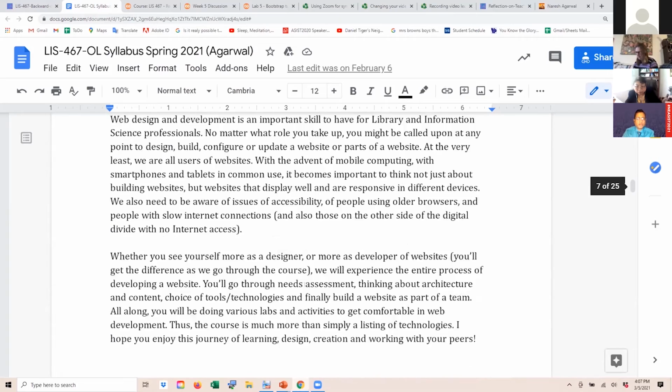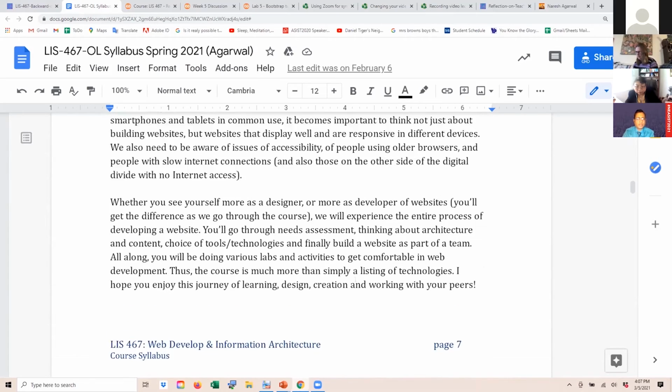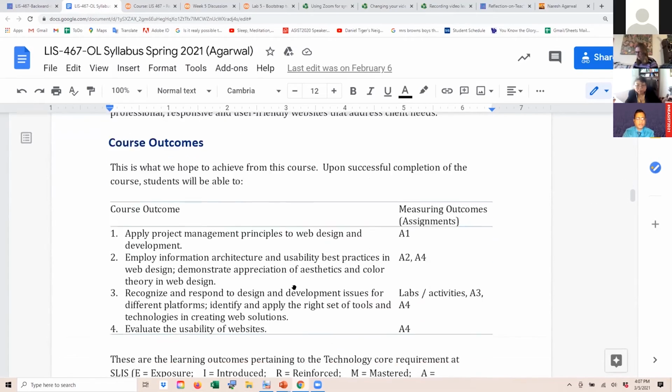There's a big section on why the course is important, and a summary of the course and the learning objectives and outcomes.